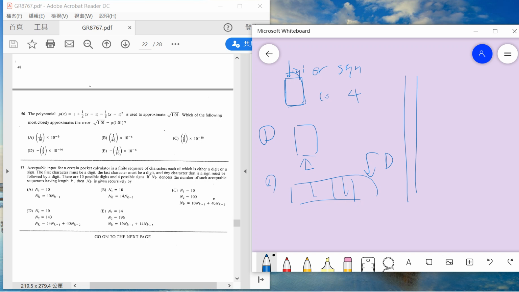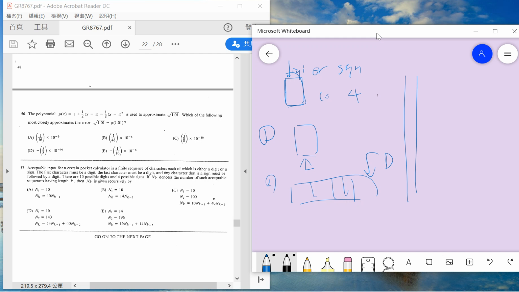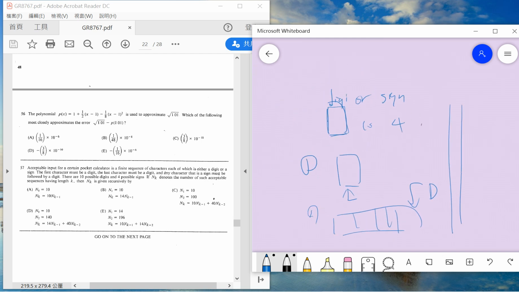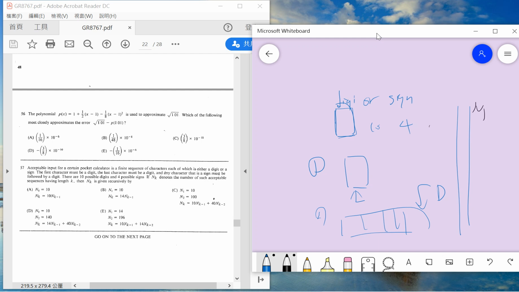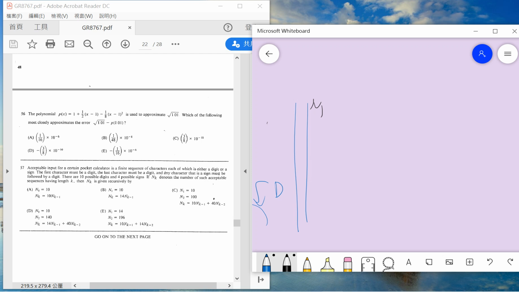So in the test, the easiest way to solve the recursion formula is to find the first few terms. For n1, you only have one character, so the first character must be a digit. So there are 10 choices. Second, you have two characters, but the first one and the last one must be digit, so it's 100.